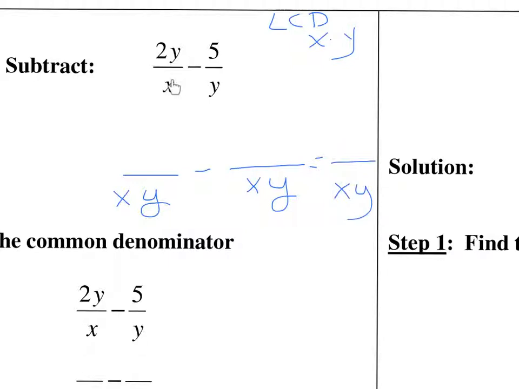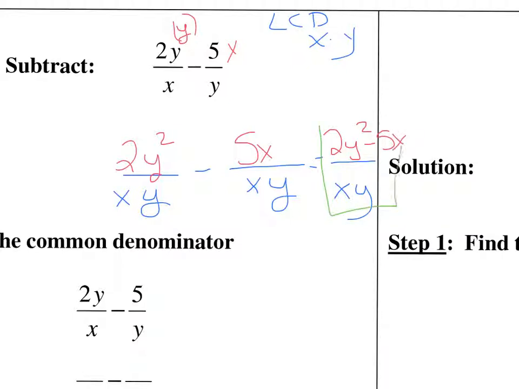All right, x times what is xy? X times y. So we need to multiply this numerator also times y, and that will give us 2y squared, y times y. Y times what gives us xy? Y times x. So the new numerator is going to be 5 times x, or 5x. And when I subtract these numerators, I get 2y squared minus 5x. And they do not reduce.